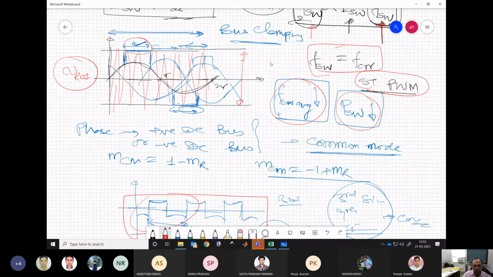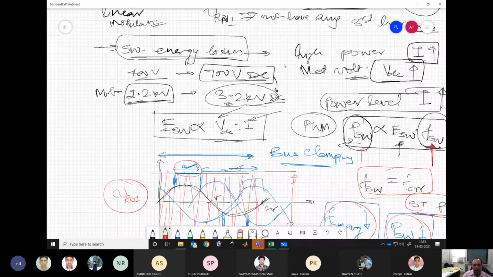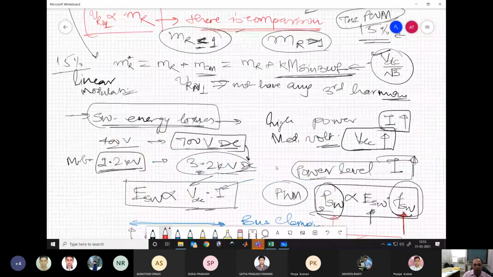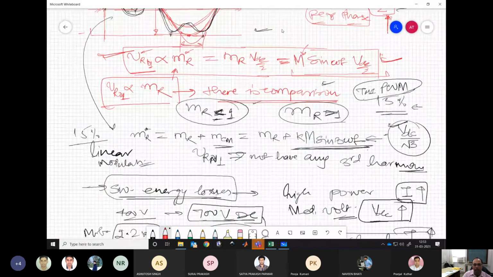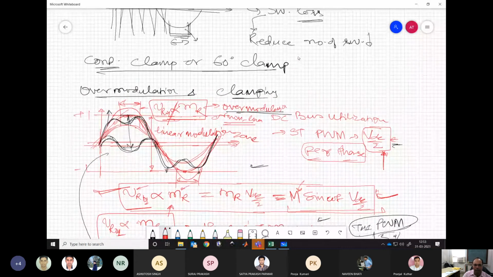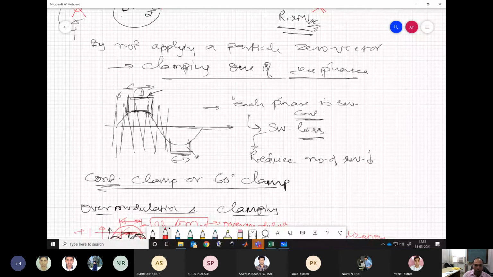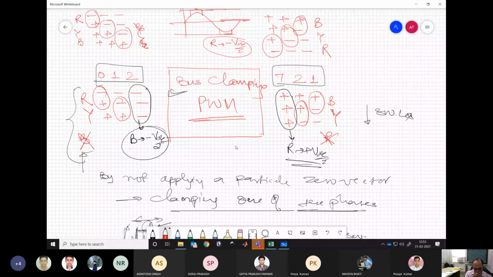Over modulation means simply we have lost the linearity. There is no definite relationship between the output and the input, the modulating signal and the fundamental component of the pole voltage. Whereas for clamping, we are deliberately doing that while maintaining the linearity also. Correct?